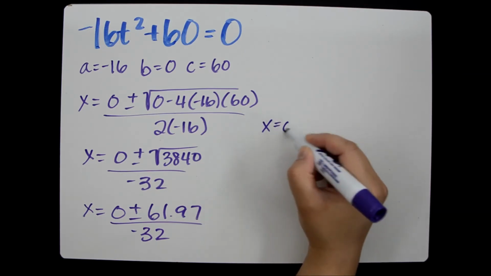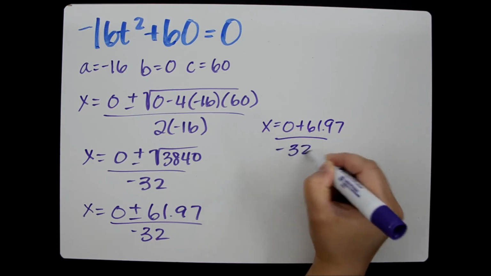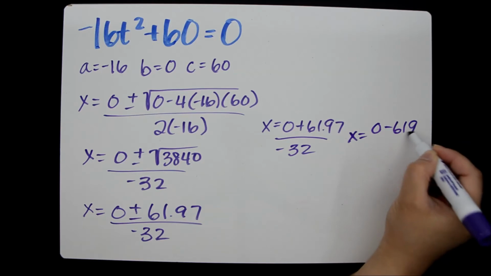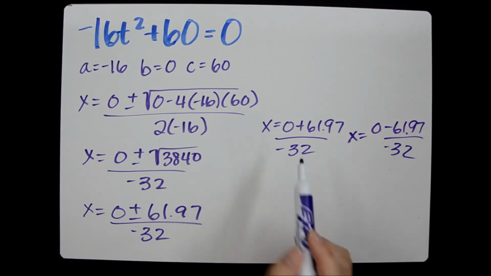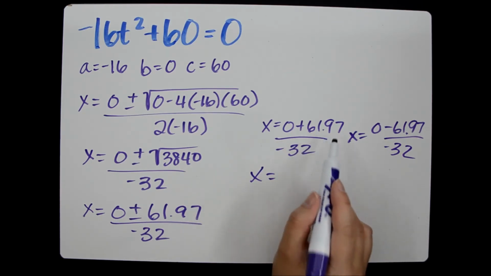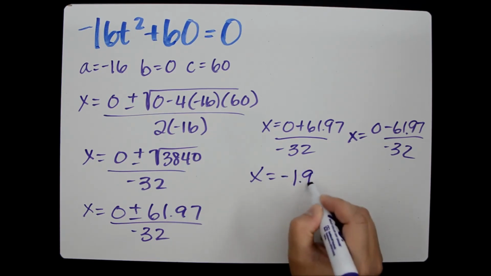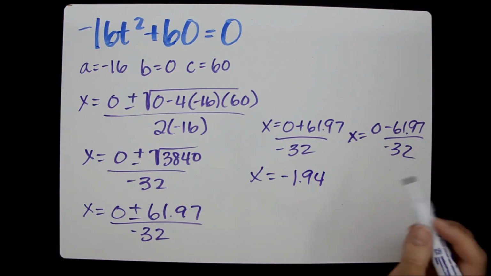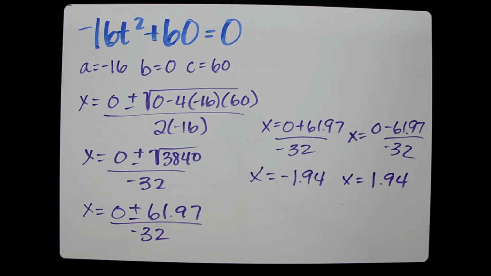We're going to split up our solution into our plus solution and our minus solution. And then we're going to check the reasonableness of our answers. So for the first solution, 0 plus 61.97 over negative 32, this stays 61.97, and that becomes negative 1.94. And here, when we simplify, we get positive 1.94.